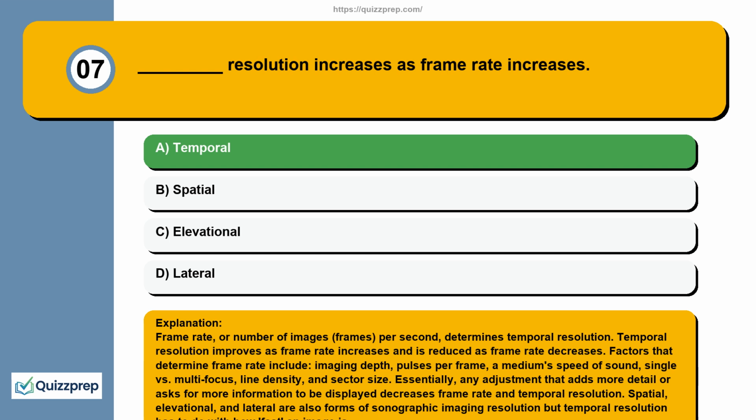Factors that determine frame rate include imaging depth, pulses per frame, medium speed of sound, single versus multifocus, line density, and sector size. Essentially, any adjustment that adds more detail or asks for more information to be displayed decreases frame rate and temporal resolution. Spatial, elevational, and lateral are also forms of sonographic imaging resolution, but temporal resolution has to do with how fast an image is.